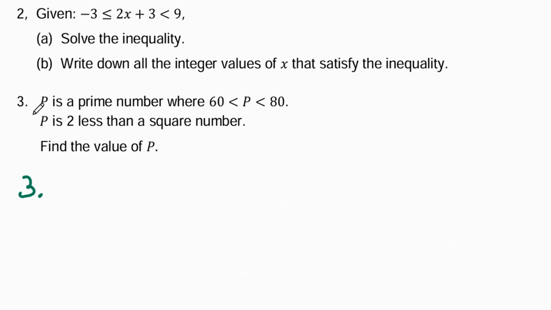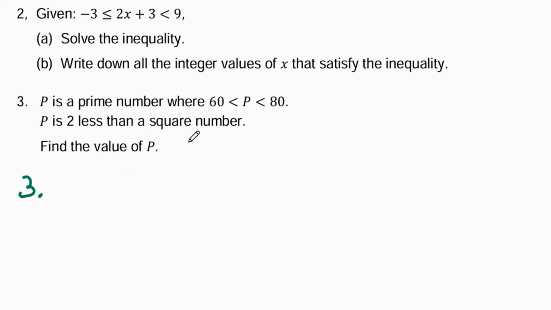Let's look at number 3. It says p is a prime number where p is greater than 60 but less than 80. So p lies somewhere between 60 and 80. P is 2 less than a square number. Find the value of p.